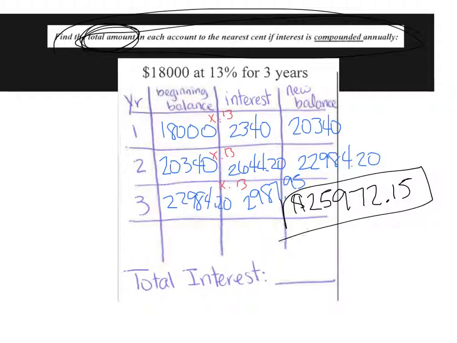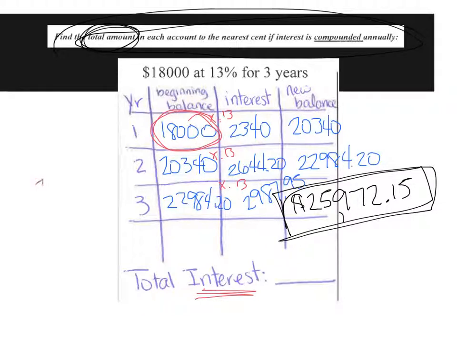So this asks us for the total amount if it's compounded annually. Our total amount at the end of 3 years is $25,972.15. I started with a balance of $18,000. So to find my interest, last time we added up the interest column, or I can take the $25,972.15, and we can subtract the $18,000 we started with, and that is another way it will tell us our interest.